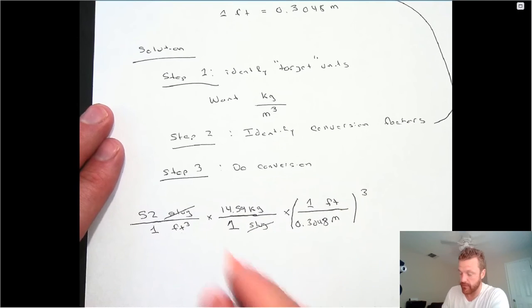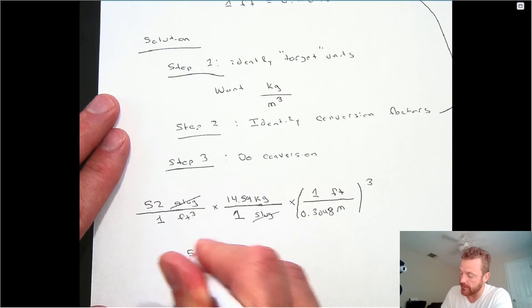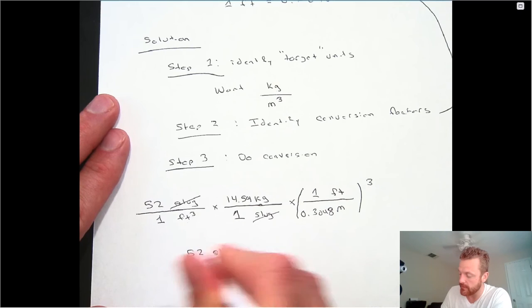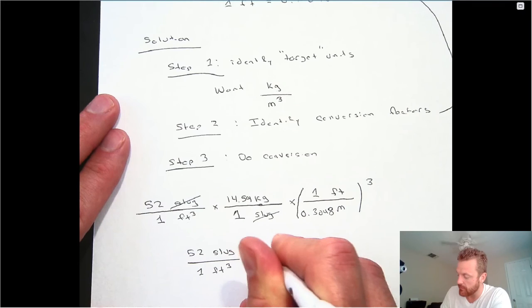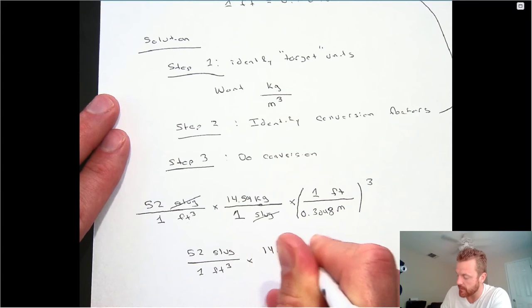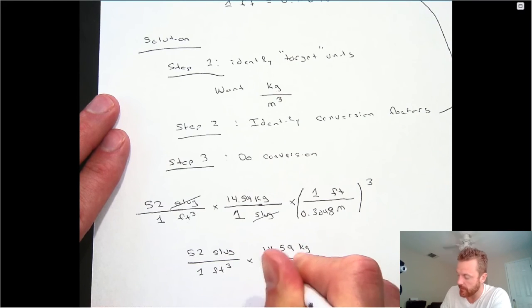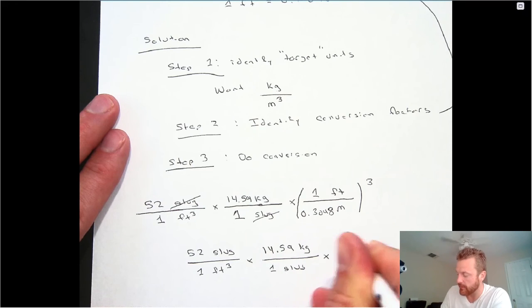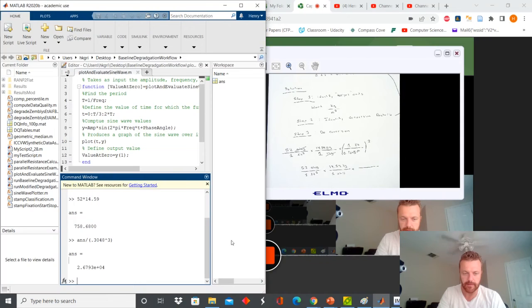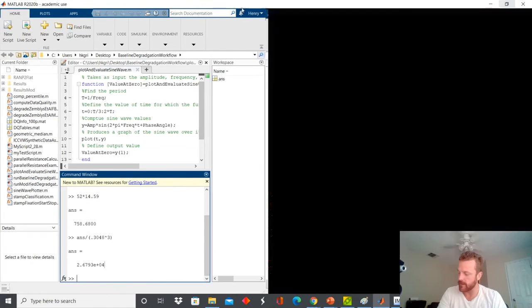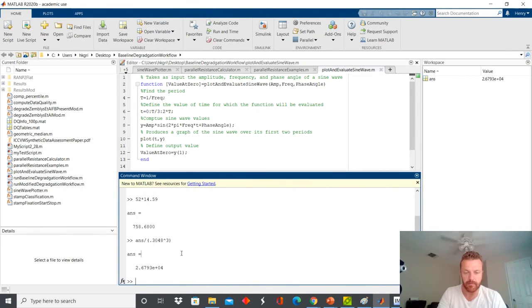So if I wanted to rewrite my entire chain, I could write that there's 52 slugs per 1 cubic foot, and that there's 14.59 kilograms for each slug. And I'm going to go to the calculator here and actually do the computation. I think I have MATLAB open. That's good. Yeah, you can see I was playing around with this problem a little bit beforehand.